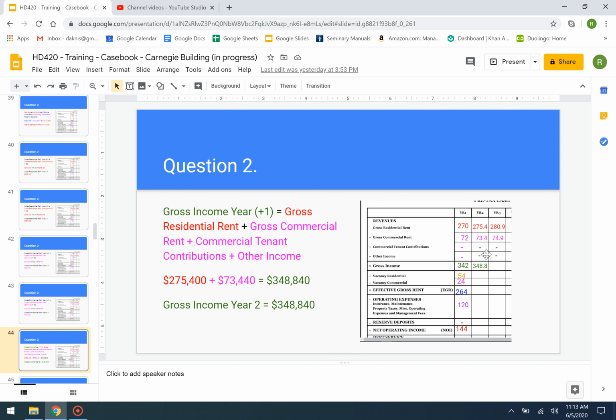Now we're not given any more contributions or other income, so we can start adding up our gross income. Gross income is you're going to add the gross residential rent and the gross commercial rent for the year. You add these together, you come up with 348,840. So you can plug that in under year 2. Same thing here. You take the year 3 numbers for gross residential rent and gross commercial rent, add them together, 280, 74, and you get 355,816. You can plug that number there under year 3.